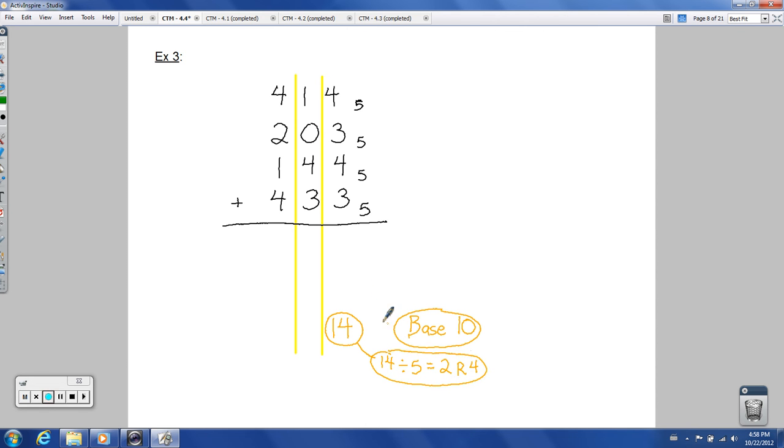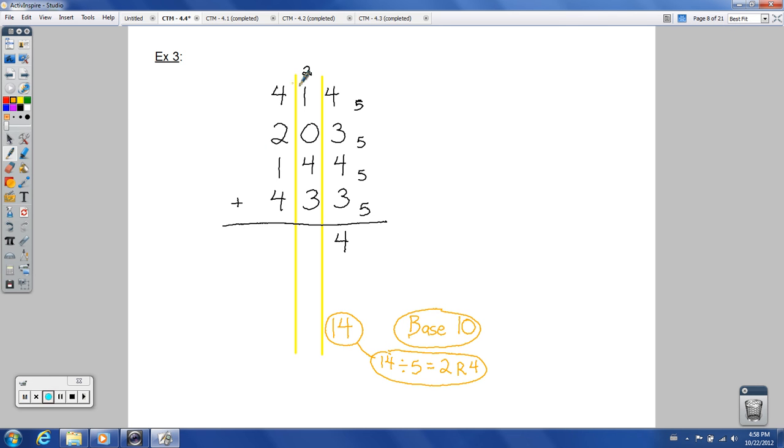So what's going to go up here? Up here I'm going to have, well, the remainder goes down here. So I got a 4. 4 is allowed. That's something less than 5. And the 2 is going to go up here. 2 with a remainder of 4. So we got that first column out of the way.